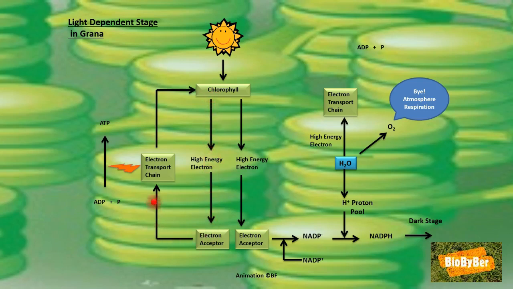As they go from electron acceptor to electron acceptor, they will lose their energy. The energy is picked up by ADP, which now becomes ATP, an energy-rich molecule. The electrons are then funneled off to replace the electrons that it had lost. Now take note here that the electrons that chlorophyll loses, here in purple, are not the same electrons that return to chlorophyll here in blue.